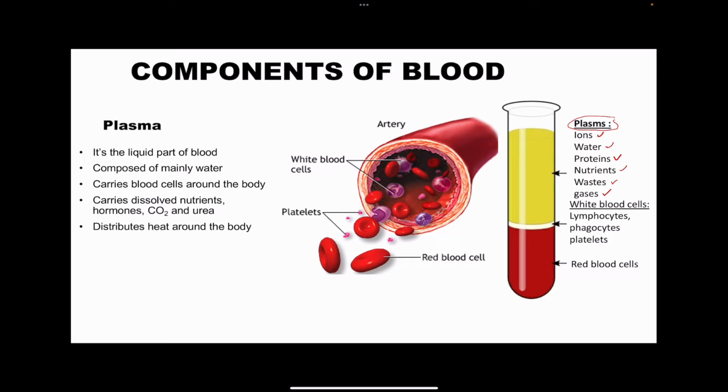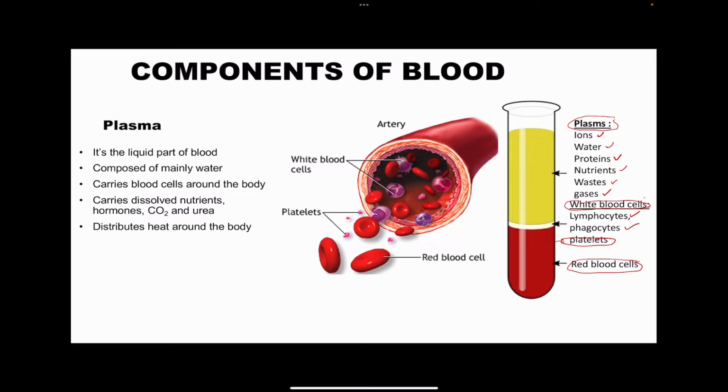The other part is the blood cells, which include the white blood cells as well as the red blood cells. Among the white blood cells, we have the lymphocytes as well as the phagocytes. And then we have another type of blood cell called the platelets. And finally, the red blood cells. So blood cells include the white blood cells, the platelets, as well as the red blood cells. And under the subclassification of the white blood cells, we have the lymphocytes and the phagocytes.